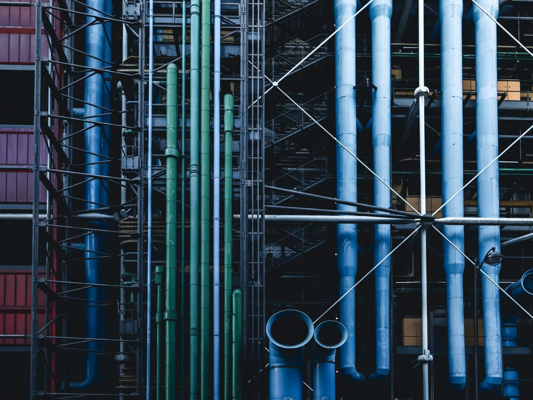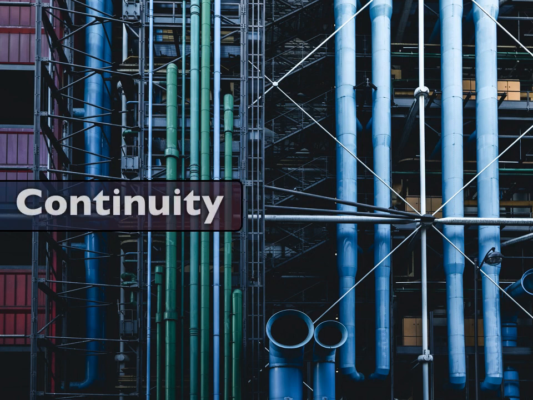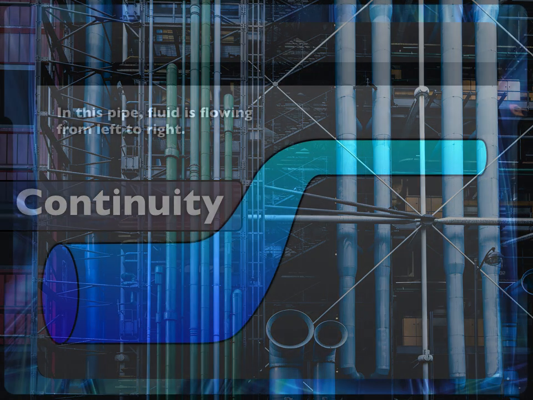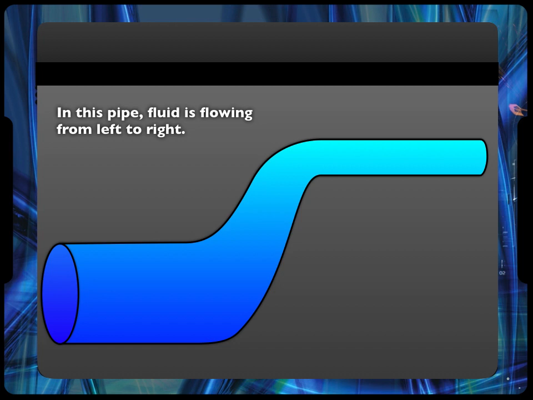We're going to study moving fluids today, starting with continuity. What goes in must come out. In this pipe, fluid is flowing from left to right. You will notice that the left end of the pipe is narrower than the right end of the pipe.